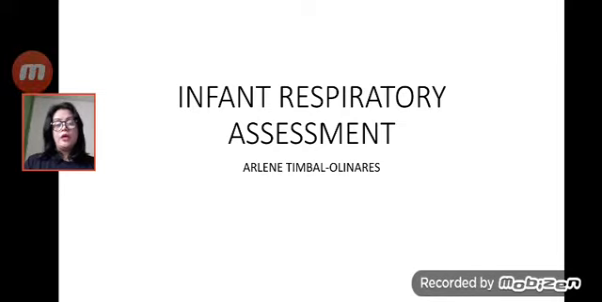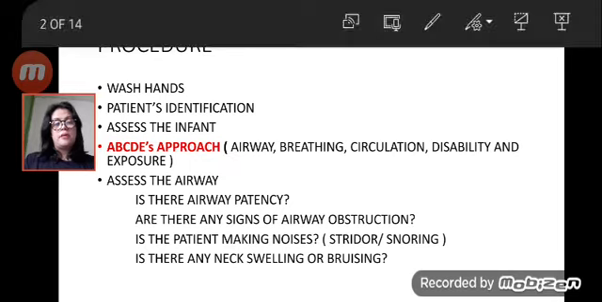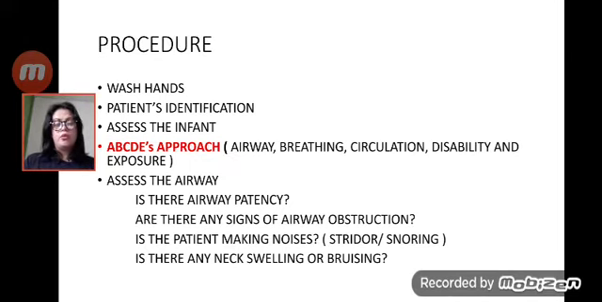So for today, we'll be discussing the infant respiratory assessments. Our procedure for this would be, of course, automatic. We need to do the hand washing. Then we need to identify the patient. If the baby will be beside his mother, you need to do the counter checking of their ID bands. Then assess, of course, the infant.